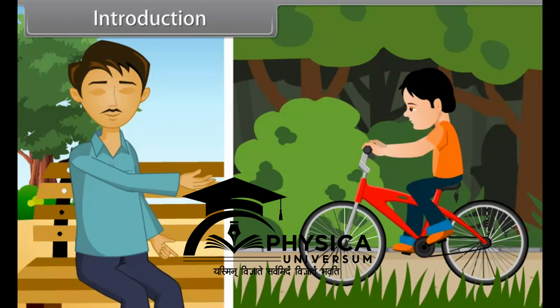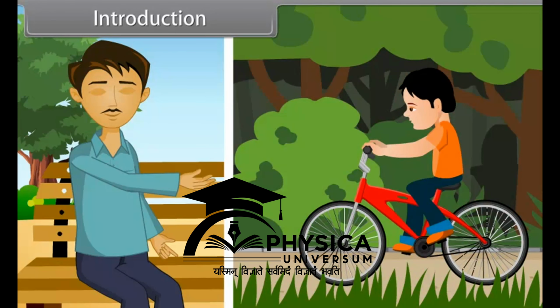Conservation of mechanical energy. The principle of conservation of total mechanical energy states that the total mechanical energy of a system is conserved if the forces doing work on it are conservative. Let us understand it with an example.